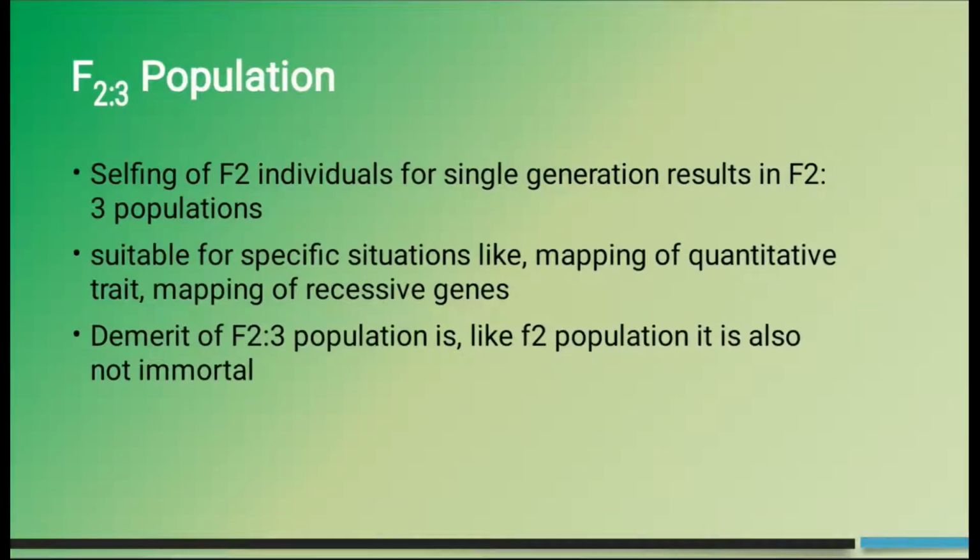Next one is the F2-3 population. If we self the F2 individuals for a single generation, it is called an F2-3 population. It is suitable for specific situations like mapping of quantitative traits, especially mapping of recessive genes. The demerit is that it is also not immortal, and is subject to segregation in the next generations.